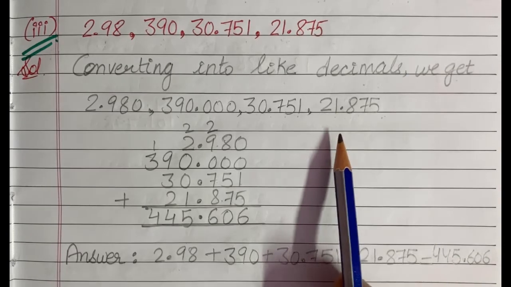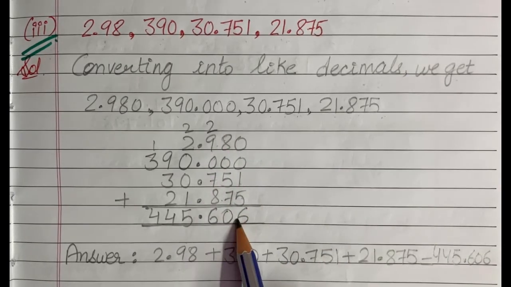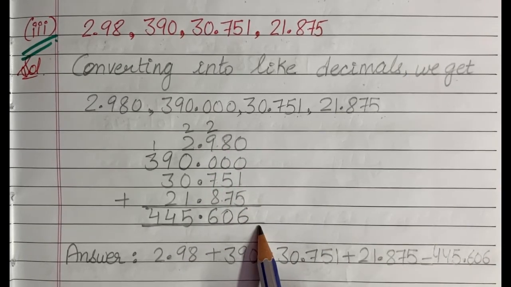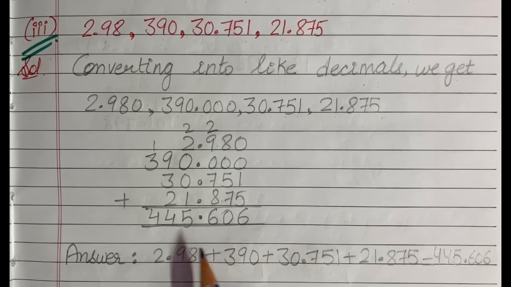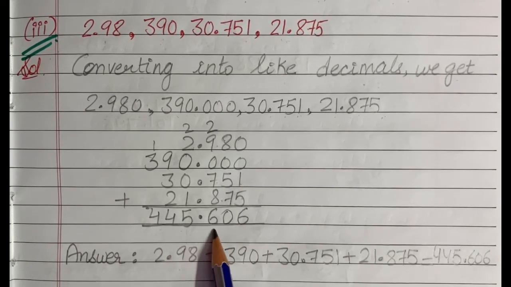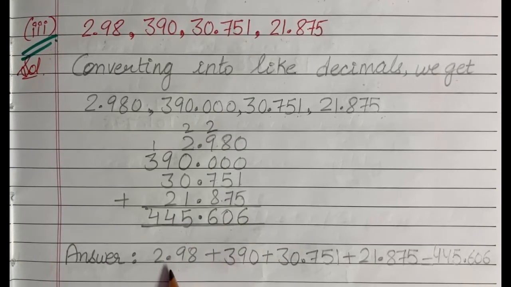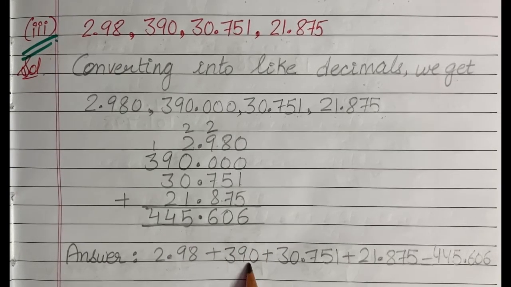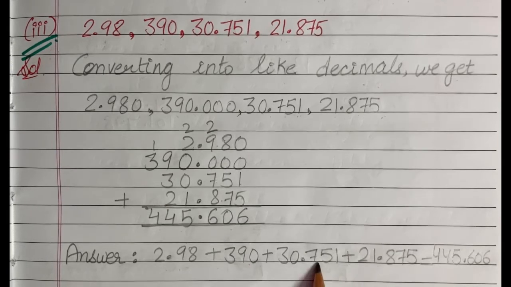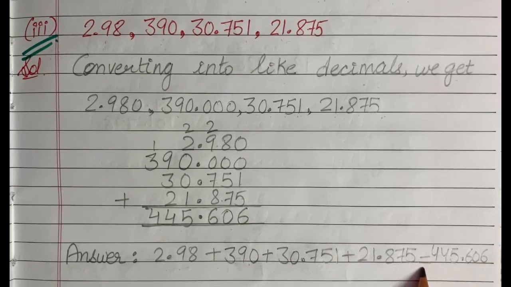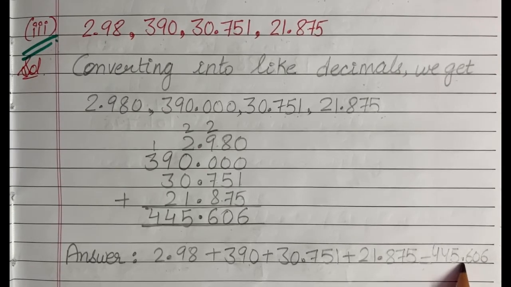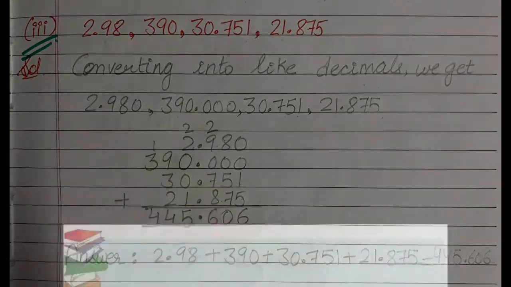21.875. Now students, after this we will write these numbers in column form and add them, and on adding we will get 445.606. So students, 2.98 plus 390 plus 30.751 plus 21.875 is equal to 445.606. Hopefully it is clear to you.